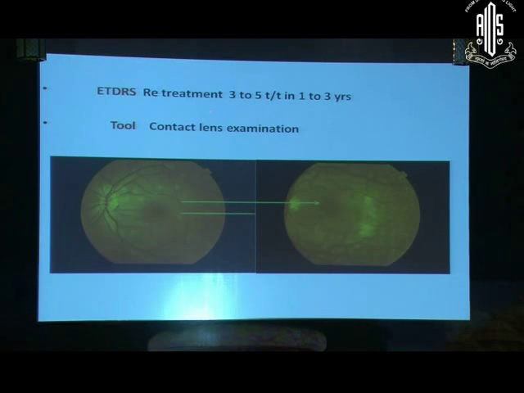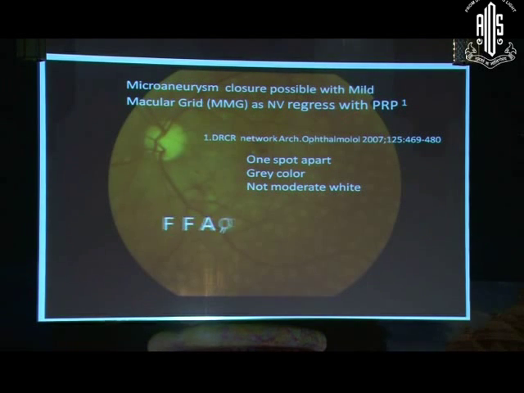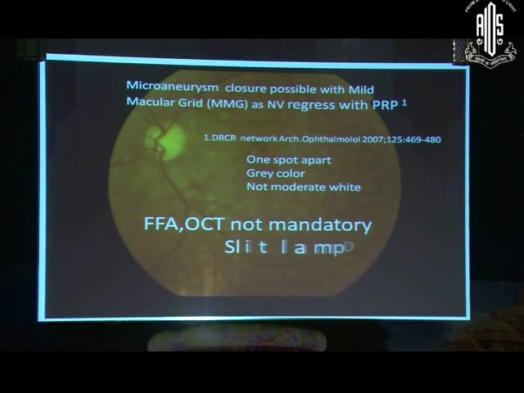To add to that, in ETDRS, 3 to 5 treatments were applied over 1 to 3 years to all cases that were initially treated with focal photocoagulation, and the tool used was contact lens examination and not FFA, which will only identify areas of thickened retina, not additional or newly formed microaneurysms. That means, in a sense, in ETDRS, all cases that were said to be subjected to focal photocoagulation at the end were converted into grid photocoagulation. Given this background, in DRCR net they said that irrespective of the type of edema, whether it is focal or so-called diffuse edema, mild macular grid photocoagulation is done, and they published their results which were comparable to ETDRS.